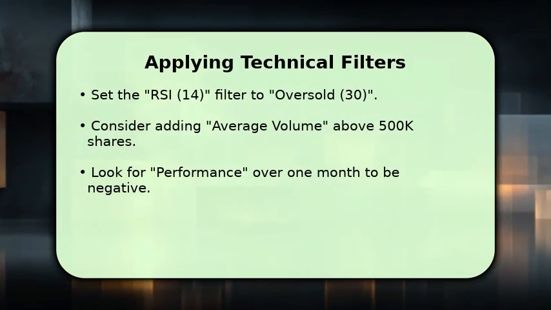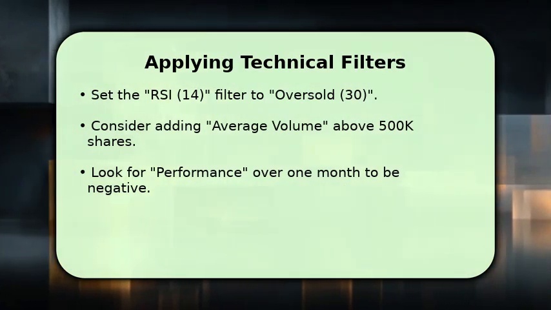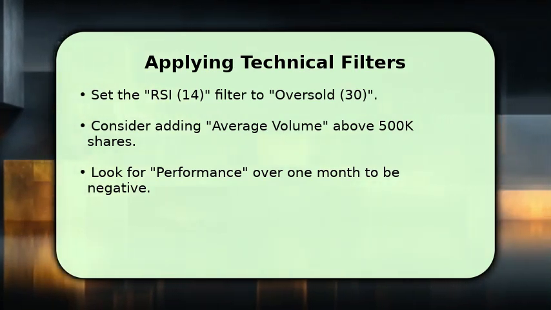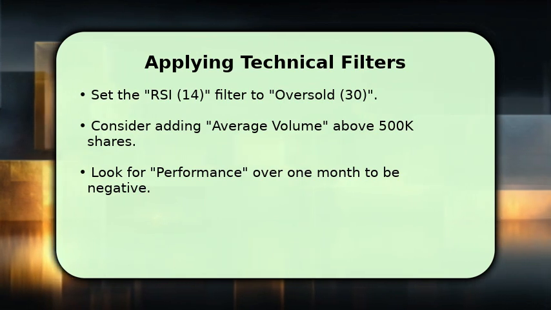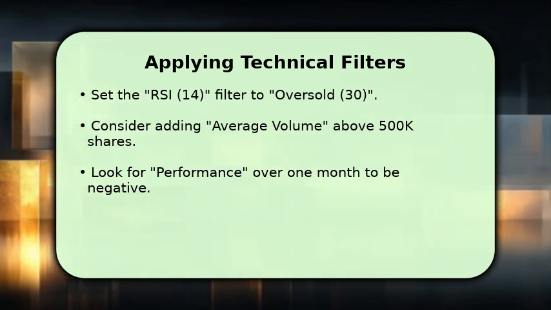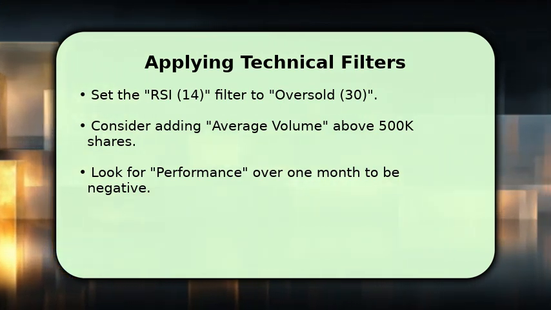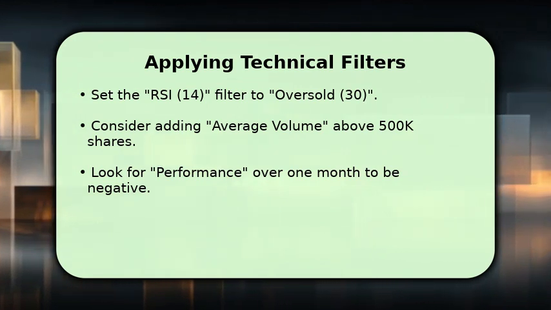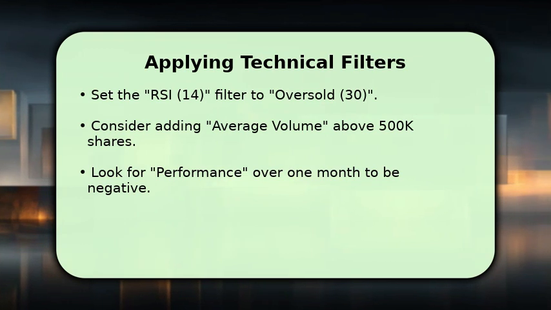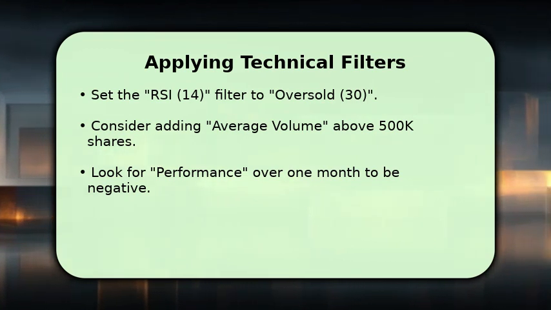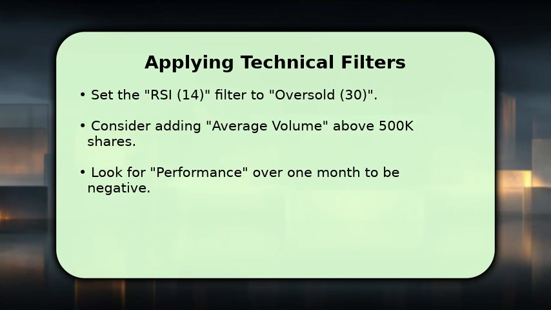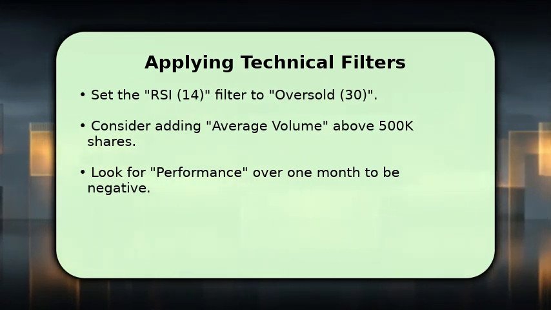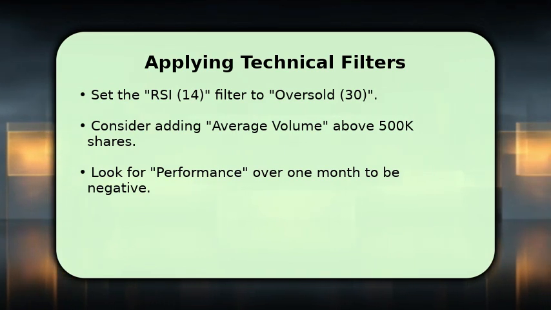Now let's apply the technical filters. The most important is setting the RSI, 14 to oversold 30. This identifies stocks that have been heavily sold. You might also want to add an average volume filter, perhaps above 500,000 shares, to ensure liquidity. Additionally, consider setting performance over 1 month to be negative, indicating recent downward pressure. These filters help pinpoint true oversold conditions.